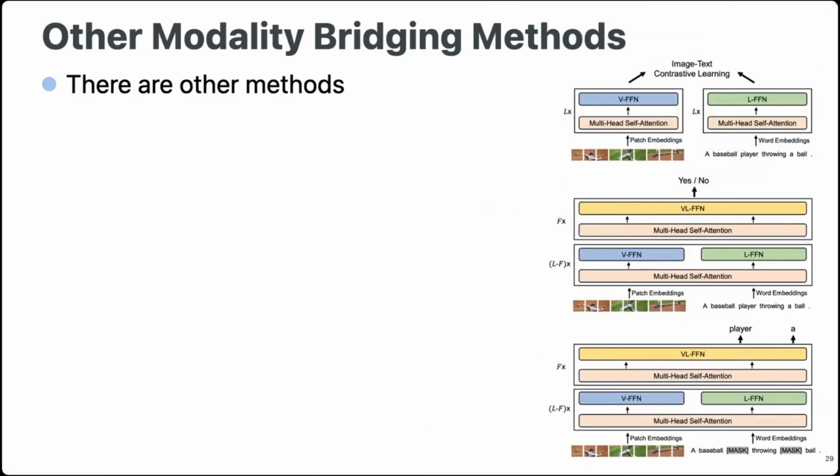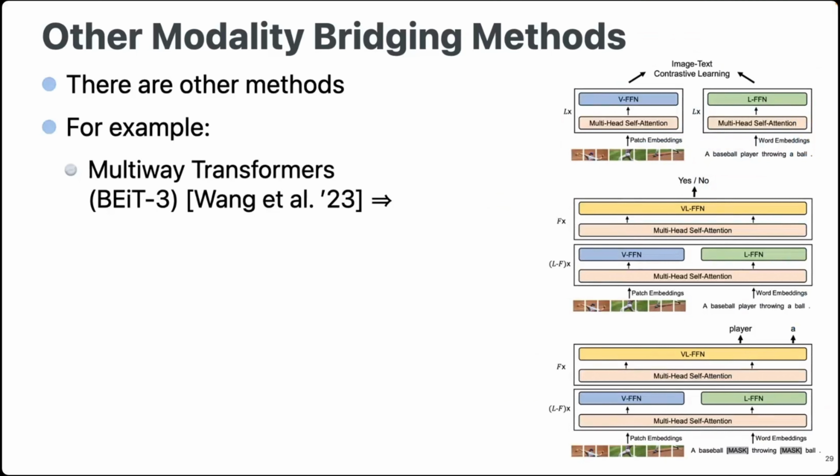Of course, there are also other bridging methods. I wouldn't touch upon that. For example, there's a thing called multiway transformers. Basically they are splitting the projection or feed-forward layer into multiple experts, if you like. But I think we don't have the time for that. So if you are interested, please look into that as well.